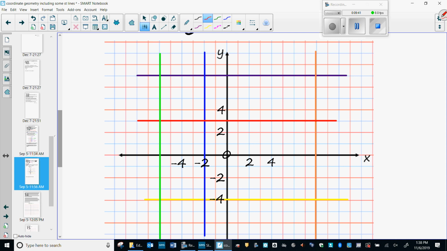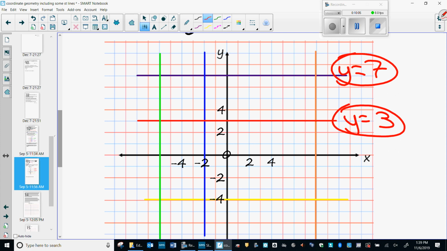So we have to remember that our horizontal lines always start with y equals. So this top one up here would be the line y equals 7. This red one here is the line y equals 3. This yellow one is the line y equals -4. So far, so good. Okay, so they're my horizontal ones.